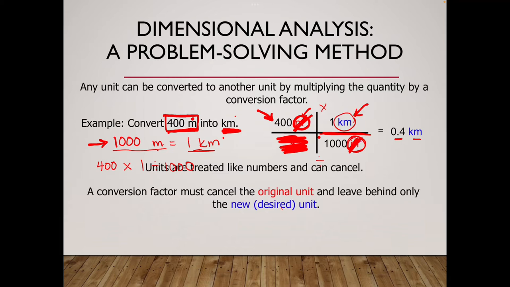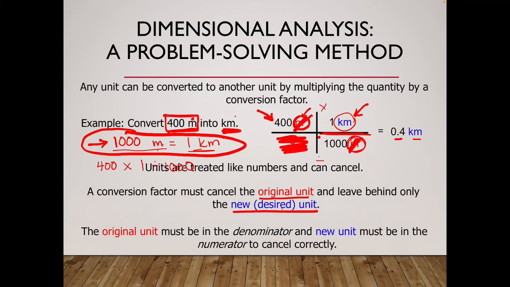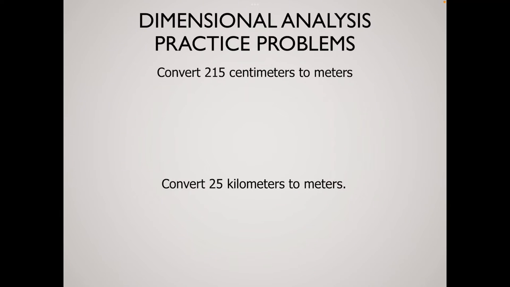Okay. Our conversion factor that we're using here has to have the original unit that we were starting with. So it needed to have meters and leave behind only the new one, right? Kilometers. That's what we were trying to find. The original unit needs to be in the denominator, right? So meters has to cancel meters. That's the part that needs to go on the bottom. And the new unit has to be up here in the numerator in order to be left over. Okay, so these are just our rules that we were kind of talking about as we went through this process.